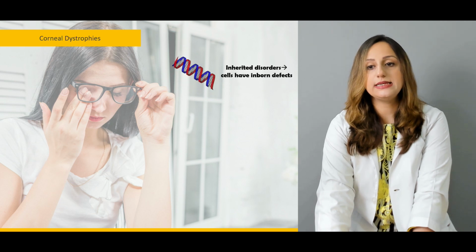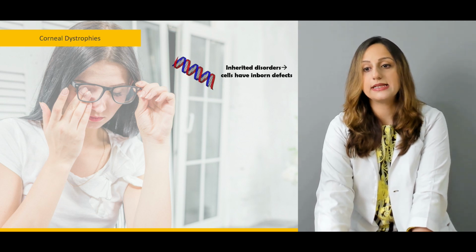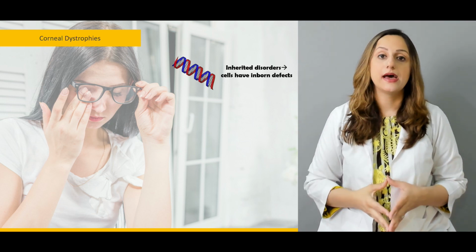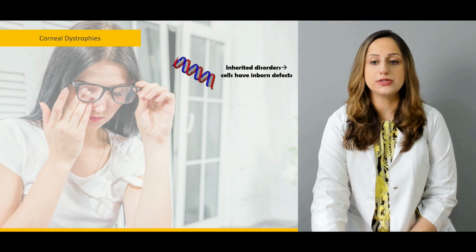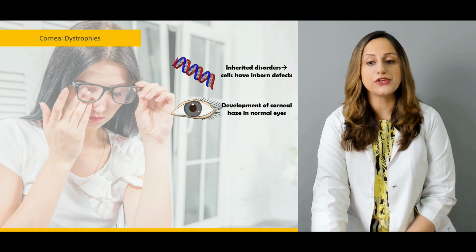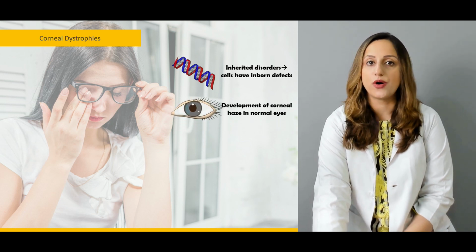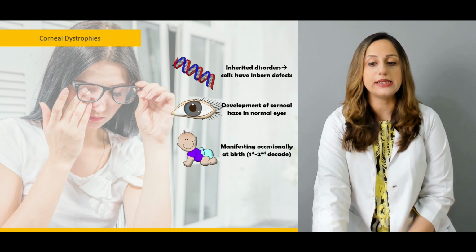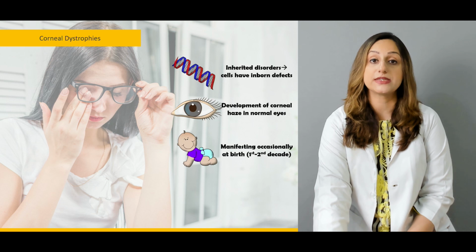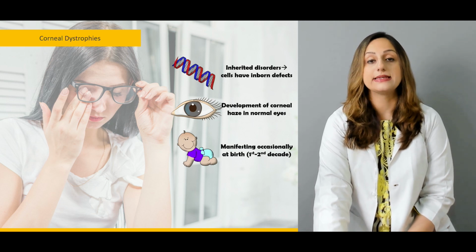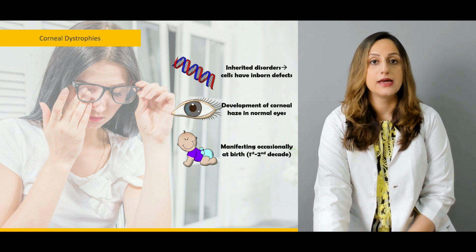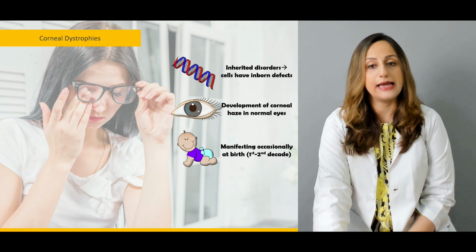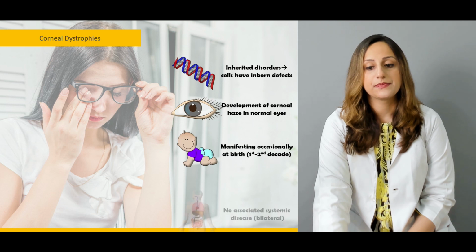So usually these are the inherited disorders. The cells have inborn defects. There are inborn mutations in the cells of these individuals. And then the development of the corneal haze is quite normal in the eyes. It's usually manifesting occasionally at birth. That is, the usual manifestation is in the first and second decade of life. Below 20 years of age is the most common presentation in the outpatient departments.